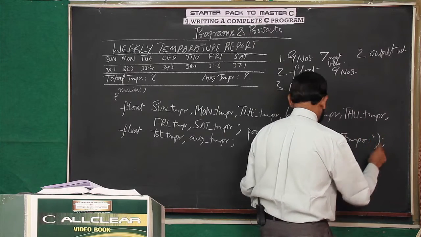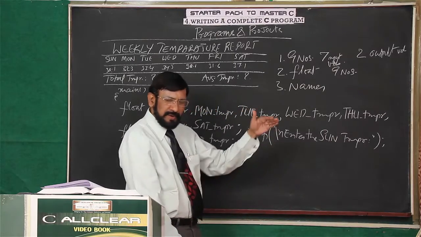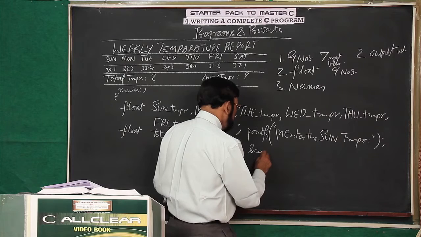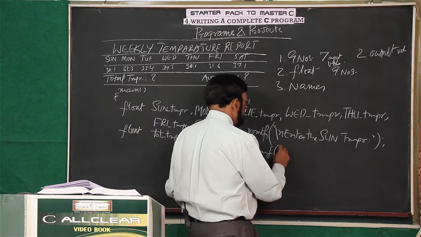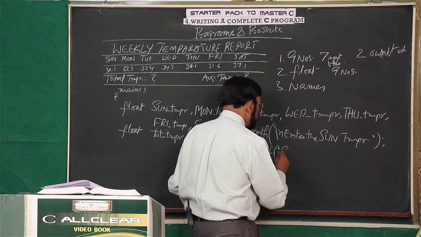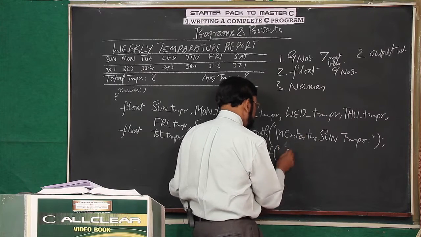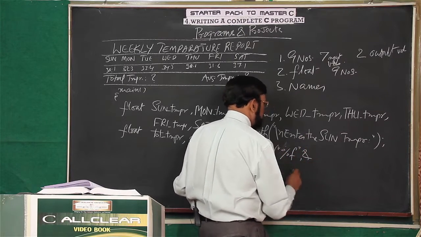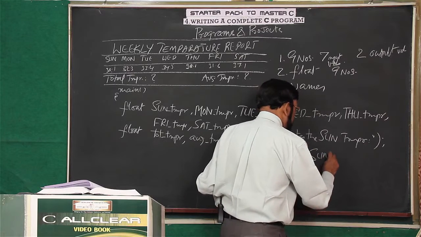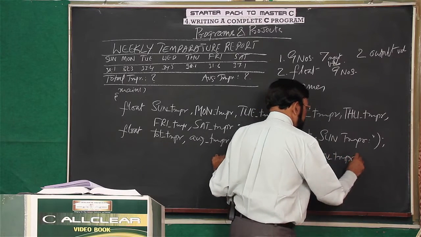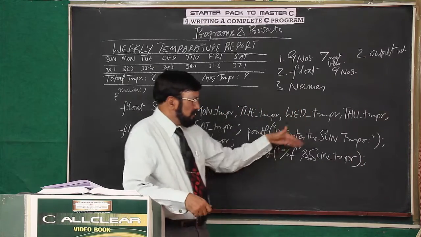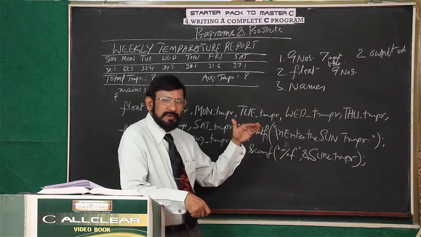Like this, right? Enter Sunday's temperature, Monday's, and so on for everything. One prompt statement, one corresponding scanf statement. What is that? Which type have we taken? Float. So, ampersand sun temperature. Like this for Monday, Tuesday, Wednesday, Thursday, Friday, Saturday.